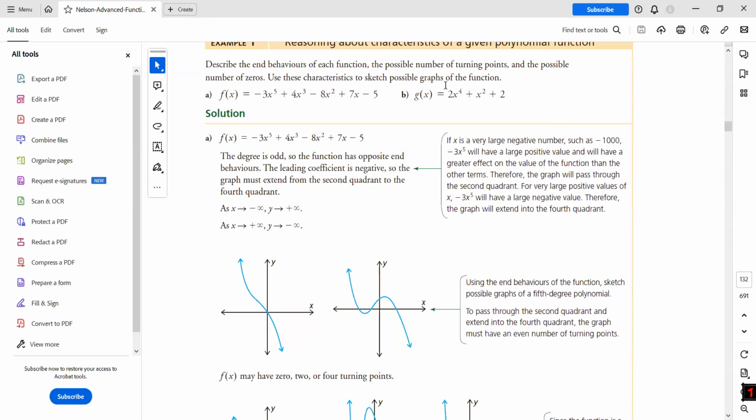Because if we raise a negative number to the fifth power, it will give us a negative number. If we raise a positive number to the fifth power, it will give us a positive number. Here the minus in front means it should be negative; otherwise, it would be positive.